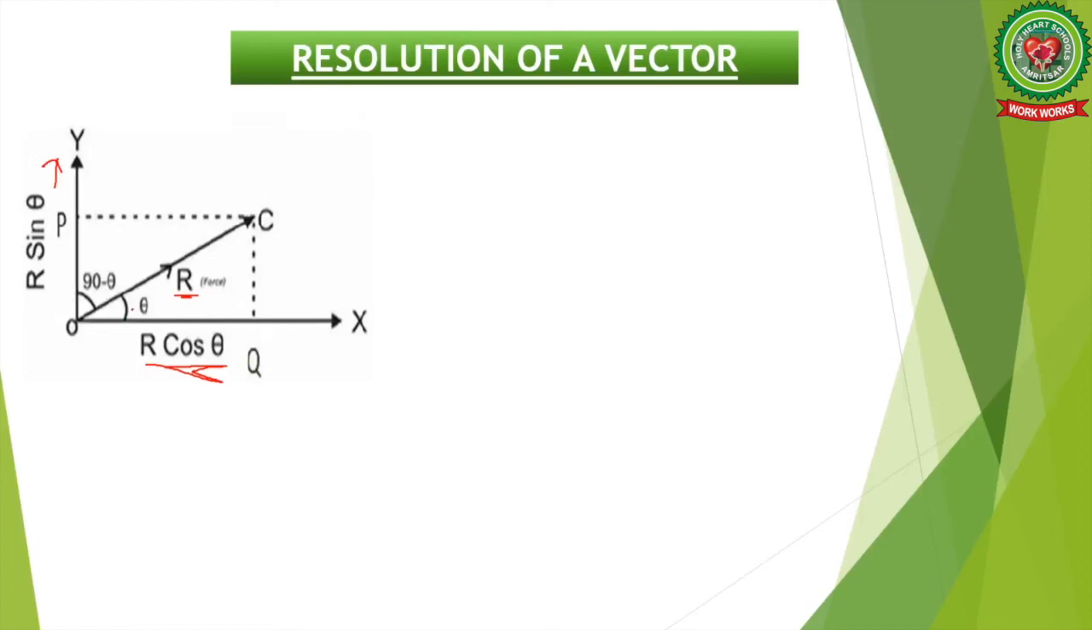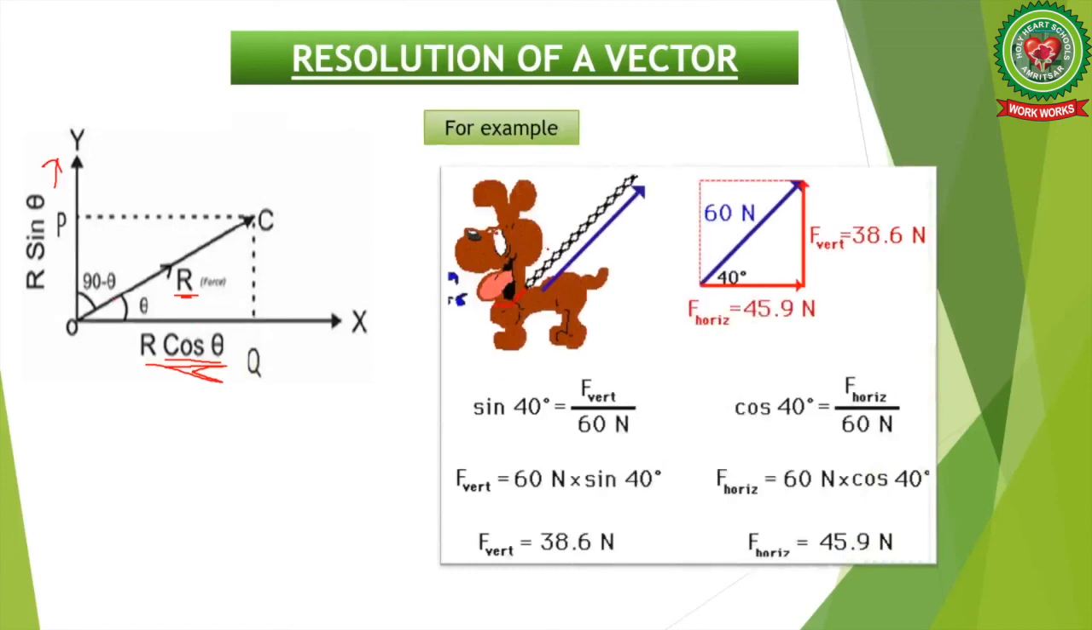Always remember, if r is a vector making an angle theta with the horizontal component, then wherever this theta is, that will be cos theta, and the other will be sin theta. So if r is the resultant vector, then the horizontal component is r cos theta and the vertical component is r sin theta. We'll take one example. Suppose you are pulling a dog through a chain making an angle theta, and you are applying a force of 60 Newton.